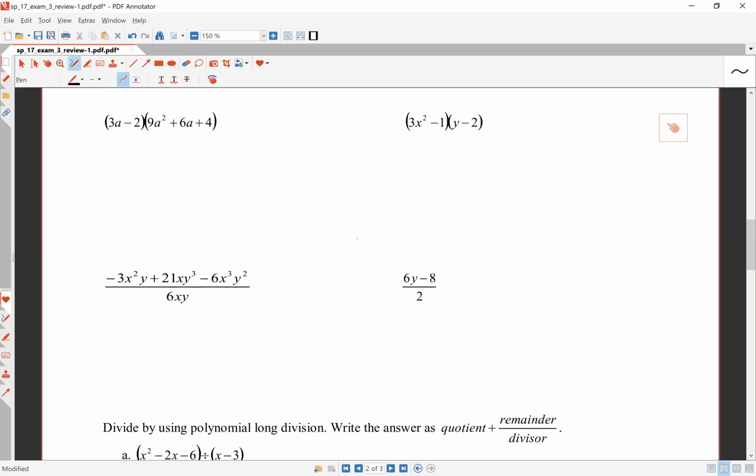The next problem says 3a minus 2 multiplied by 9a squared plus 6a plus 4. This is like the FOIL method where we distribute the 3a to all three terms. 3a times 9a squared is 27a cubed. 3a times 6a is 18a squared. And 3a times 4 is 12a.